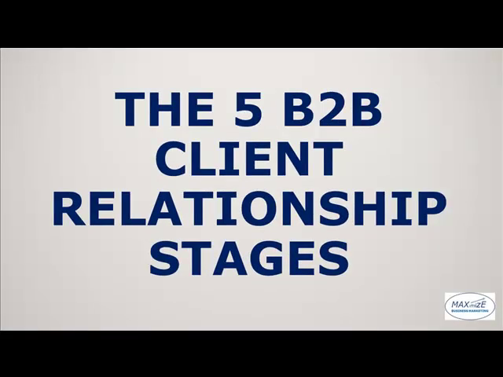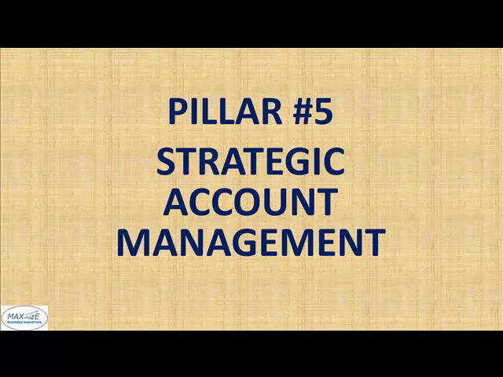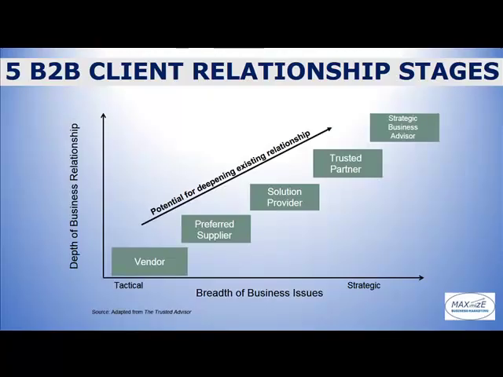As you know, you've got to have some kind of a relationship with your clients, and there's 5 stages you can work through, and each stage you work through will generate more fees for you, and you become a more important business advisor to your clients. So let's look at what these 5 stages are, and they're really included in pillar number 5, where you work your way towards becoming a strategic account, and then you need to know how to manage that account, of course. So the 5 B2B client relationship stages are vendor, preferred supplier, solution provider, trusted partner, and strategic business advisor.